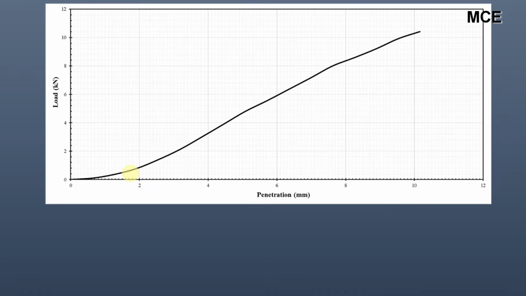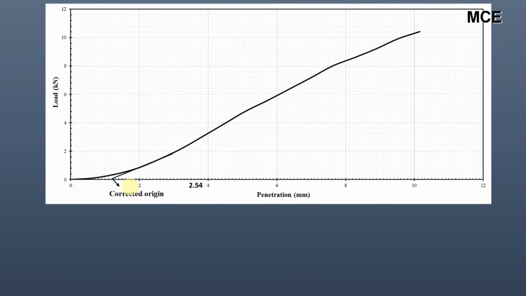The procedure for the CBR correction is to extend the initial linear portion of the curve. The linear portion of the curve is extended. It will intersect the horizontal axis at some point. This point will represent our corrected origin. From this point, we will measure a penetration of 2.54 mm and 5.08 mm. Here, the extended linear portion of the curve intersects the horizontal axis at 1.2 mm. So we have to measure 2.54 mm penetration from this 1.2 mm.